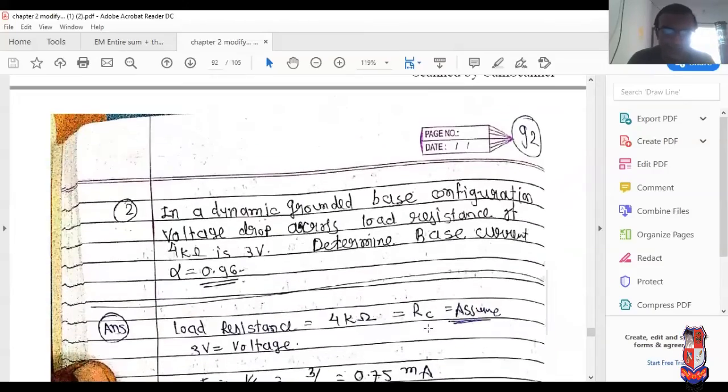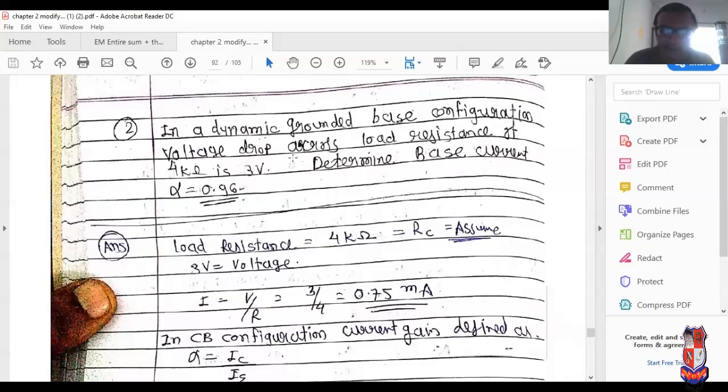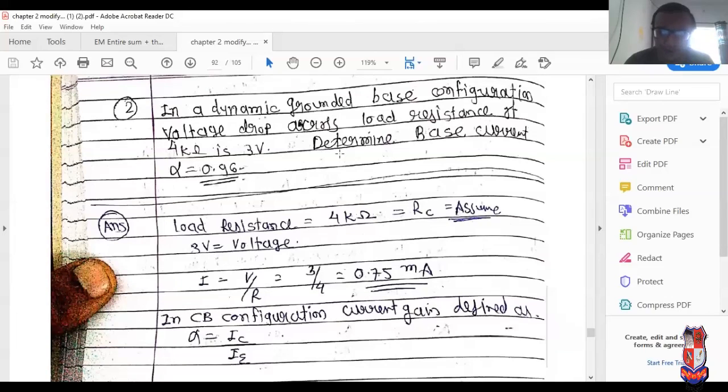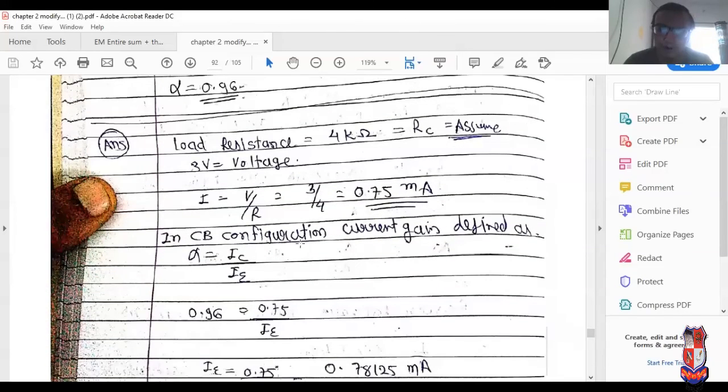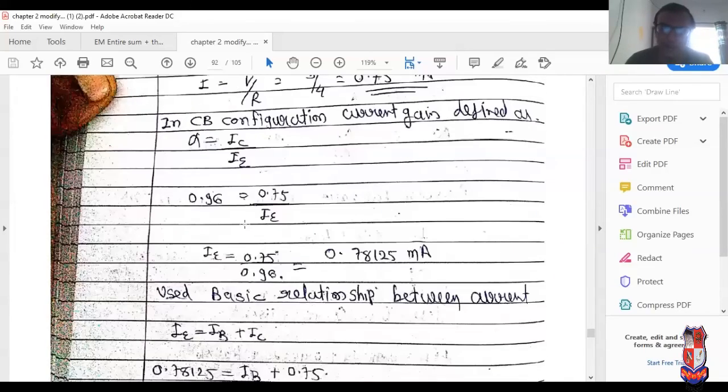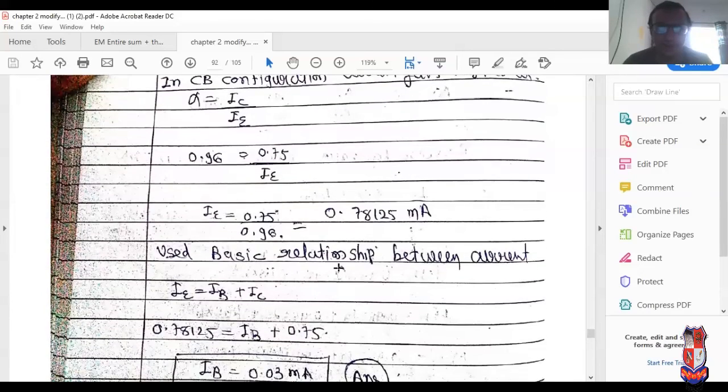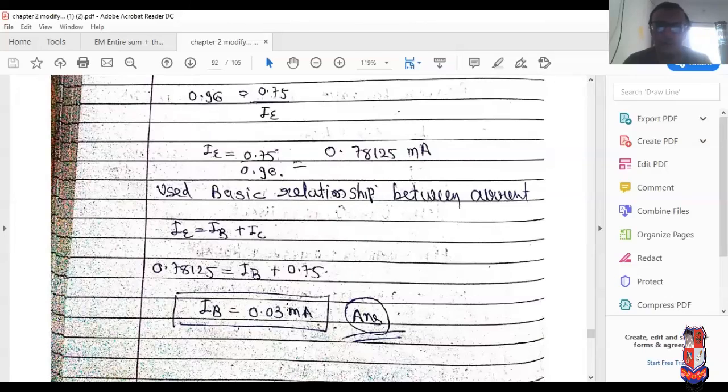Now see this, this is the second example. In a common base configuration, the voltage drop across the load resistance of 4 kilo ohm is 3 volt. Calculate the base current. Load resistance means RC, RC equal to 4 kilo ohm, and 3 volt is the voltage. I equal to V by R, so 0.75, so collector current is 0.75 milliampere. Alpha equal to 0.96 is already given. So alpha equal to IC upon IE, so IE equal to 0.78125 milliampere. And IB equal to 0.03 milliampere. So it is the answer.